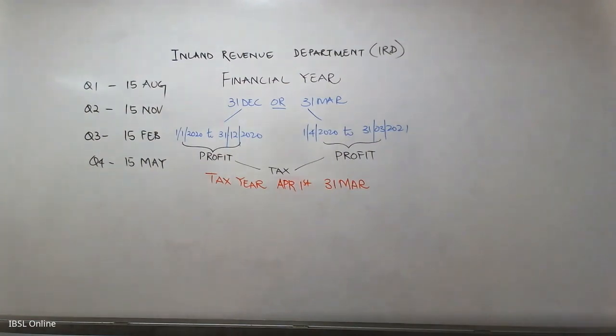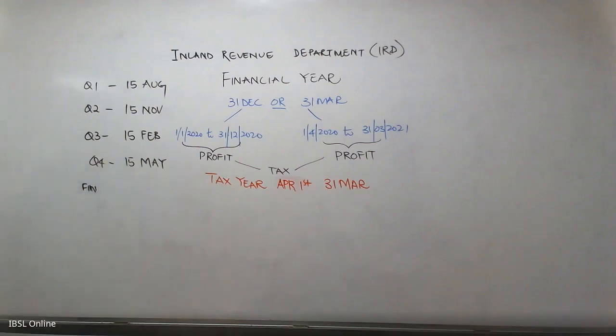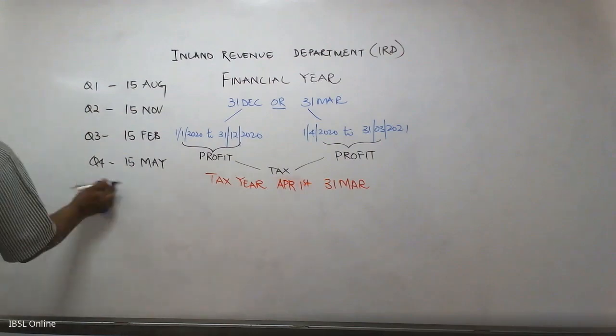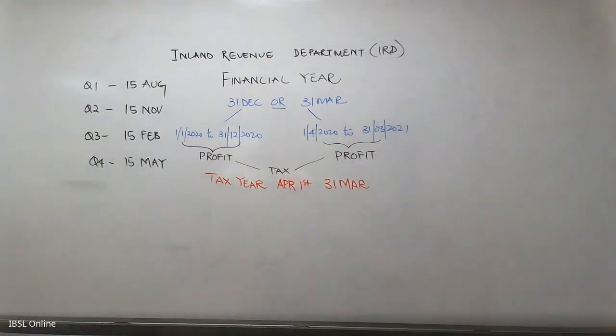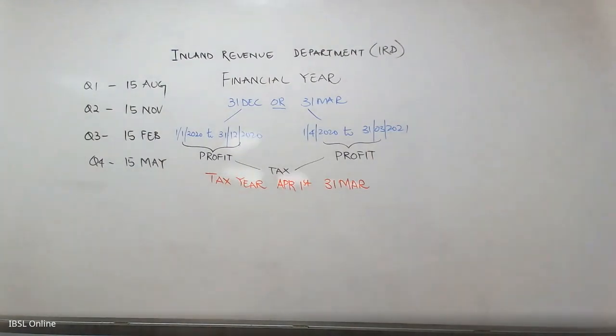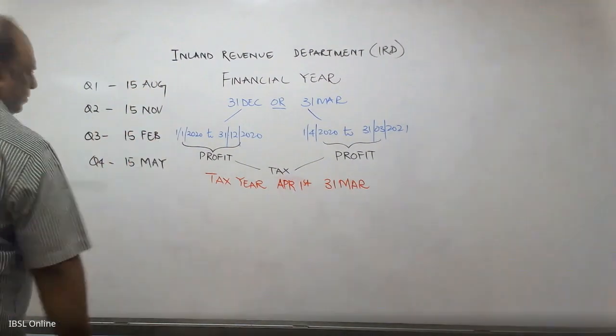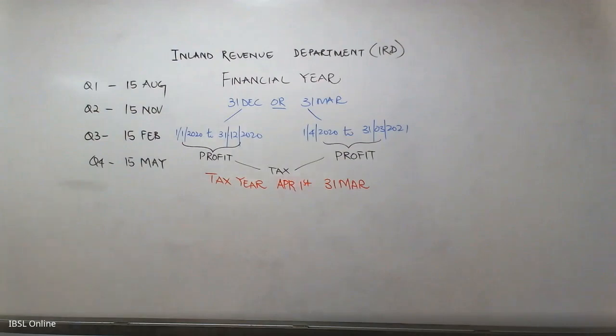Probably the final payment is not relevant because now it is expected to be paid in four installments, so we'll leave it at that. So there are four quarterly installments. Say if you have 20 million of tax to be paid, 20 million divided by 4, each quarter you will pay 5 million. Okay. Let's go back to the slide.